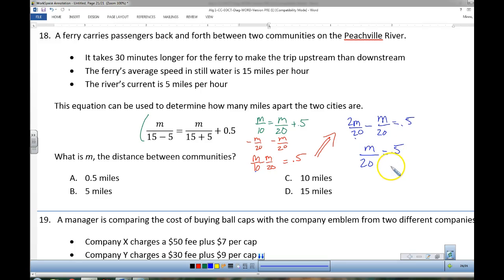Almost done here. What do I do? Multiply both sides by 20 so I can cancel that out. Multiply by 20. So m equals 0.5 times 20 is 10 miles. So 10 miles is the answer there. All right, scrolling down here.